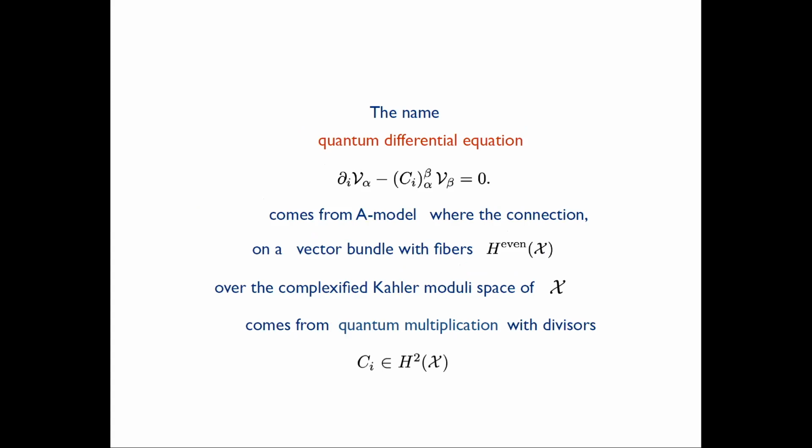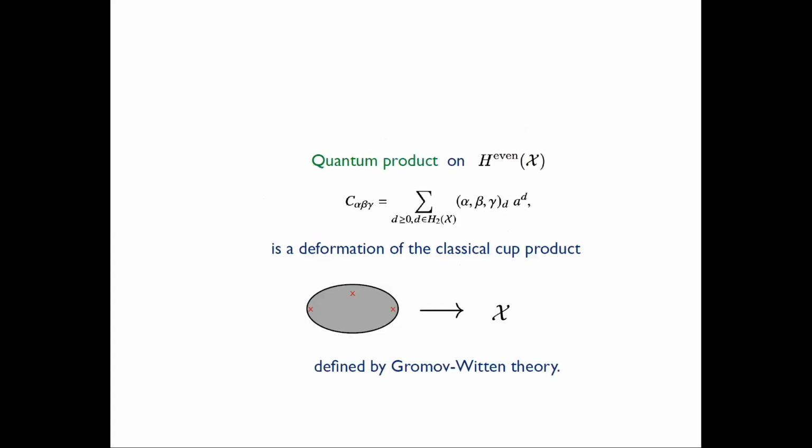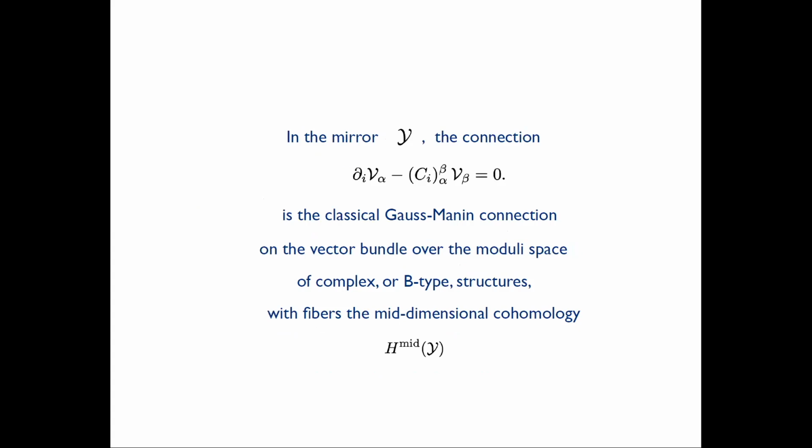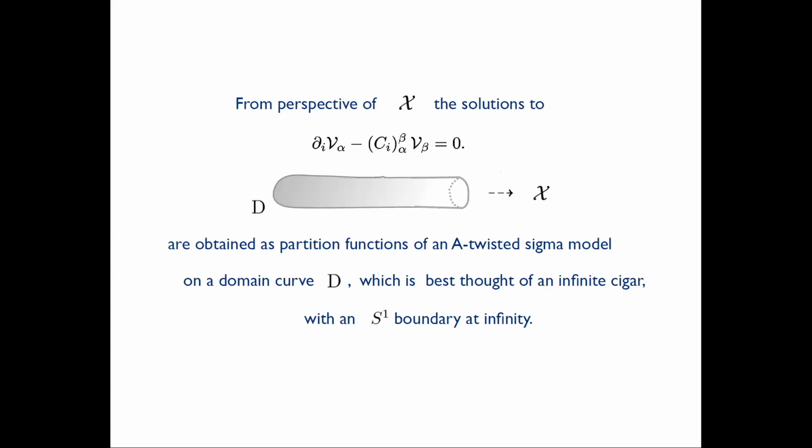The name comes from the A model, where the connection in this equation is a connection of vector bundles with fibers, even for homology groups, where the connection itself is defined using the A model, using the quantum product of the homology that A model of Gromov-Witten theory provides. Now, in the mirror, the connection comes from classical geometry. It's called the classical Gauss-Manin connection on mid-dimensional homology, where from the perspective of X, the solution to the equation is obtained as a partition function of the sigma model on a very, very long cigar with a circle boundary at infinity.